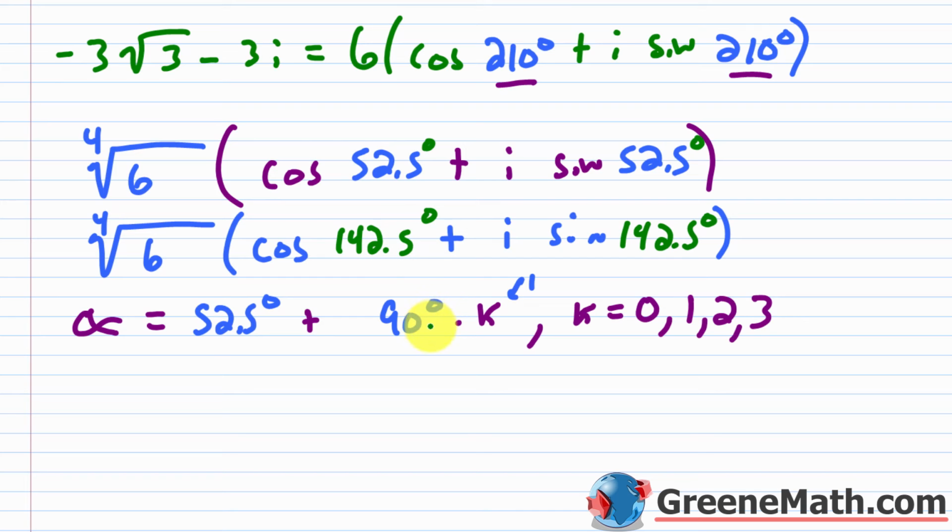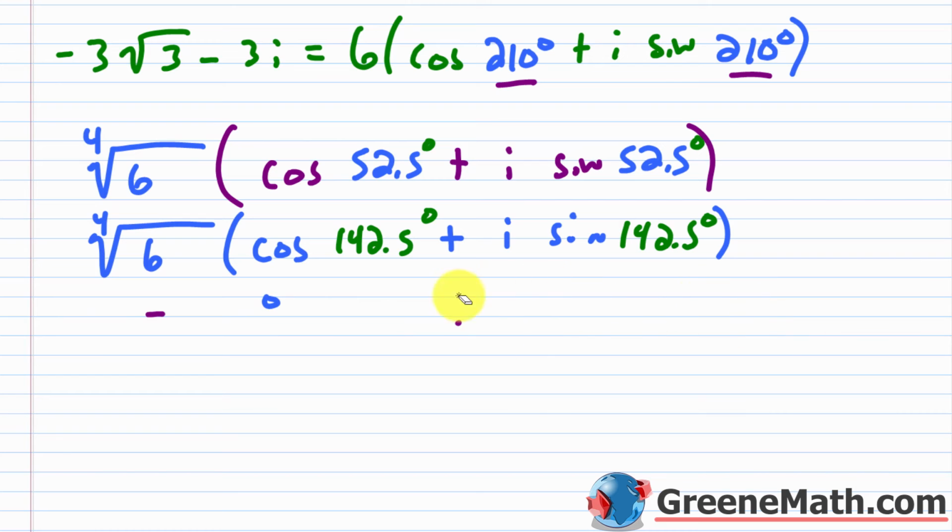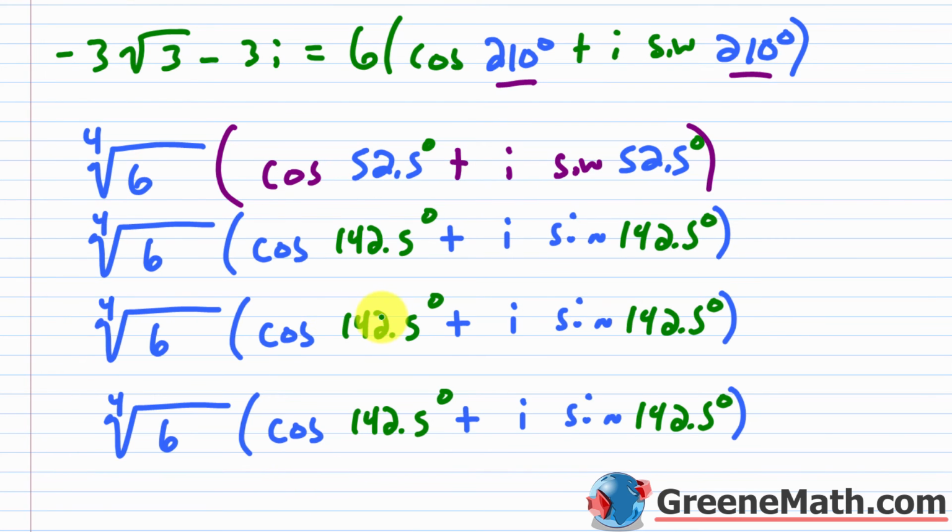So from here, all I'm going to do is add on 90 degrees, okay, 2 more times. So I can just get rid of this, once you understand the pattern. And basically, I can just copy this. And so 142.5 plus 90 is 232.5. So this would be 232.5 degrees. And this would be, again, 232.5 degrees.